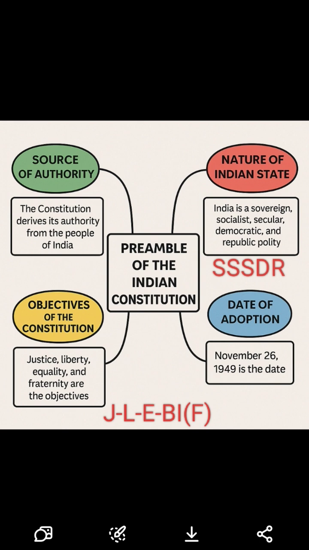Number 4. Date of adoption of the Constitution. The preamble says that the Constitution was adopted on November 26, 1949. Why is this date important? This is the day when the Indian Constitution was officially accepted by the Constituent Assembly. It means India had created its own set of laws, and it was no longer under British rule. Even though it was adopted on this date, the Constitution came into full effect on January 26, 1950, which we now celebrate as Republic Day.